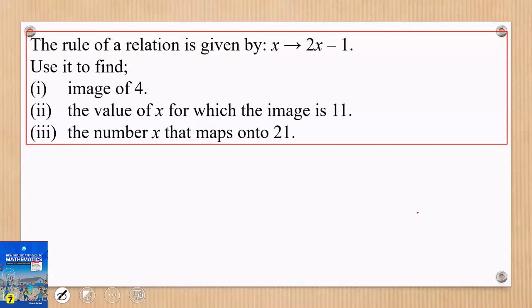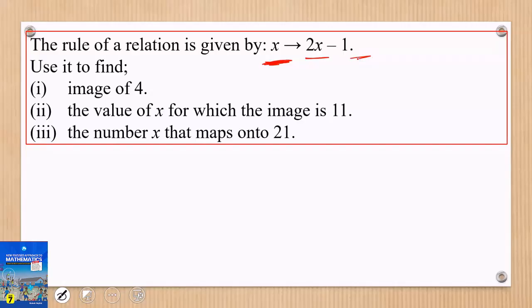So another question I want you to think of is this: the rule of a relation is given by this. This time they've given you the rule. Use it to find the image of 4, then the value of x for which the image is 11, and then the number x that maps onto 21. Here the rule says that for whatever value you want for x, just multiply 2 times that x, and then you subtract 1, so you get the image of that.